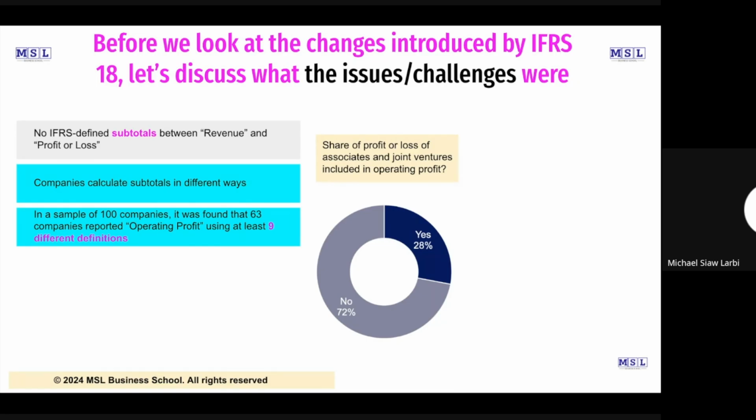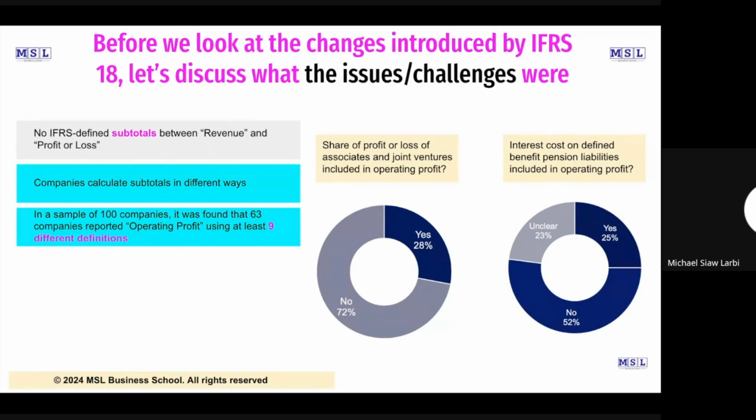So those who said yes were 28%. So it means for some people, the share of profit or loss from an associate or joint venture was in operating profit. For others, it was not. Meaning, once again, that you pick the operating profit line, and for 2 different entities, one will have share of profit of associate or joint venture in there, the other will not. Once again, creating a comparability issue.